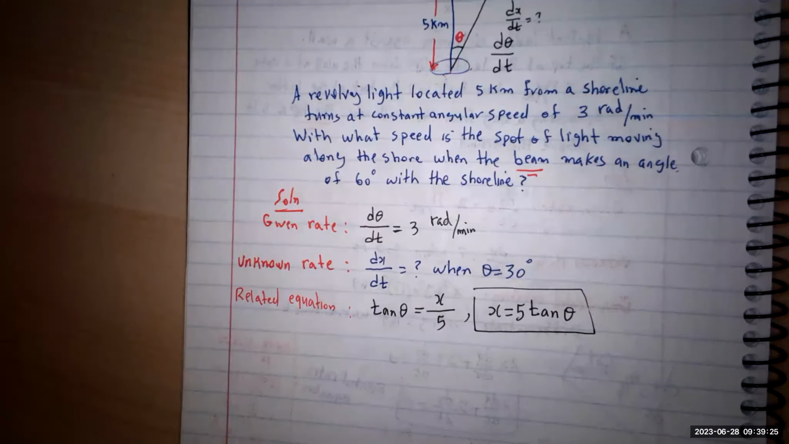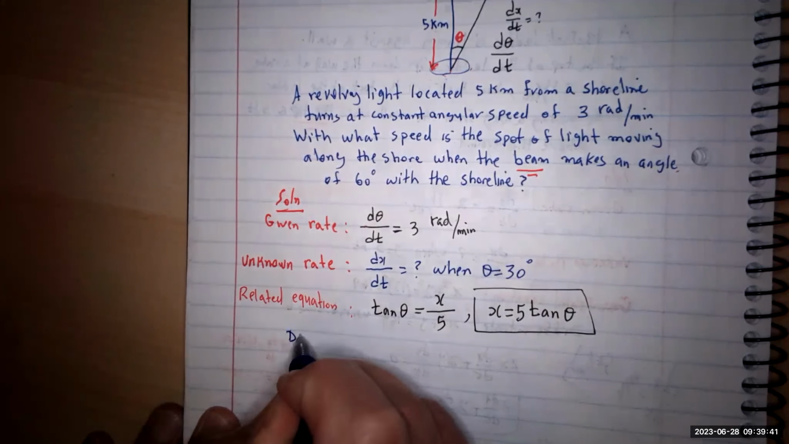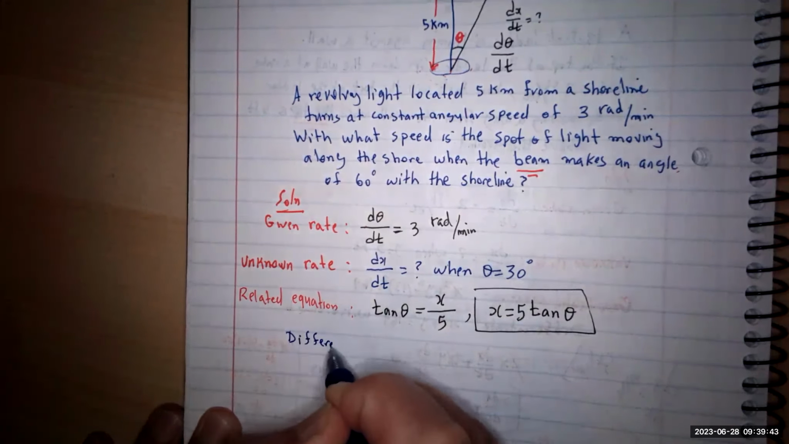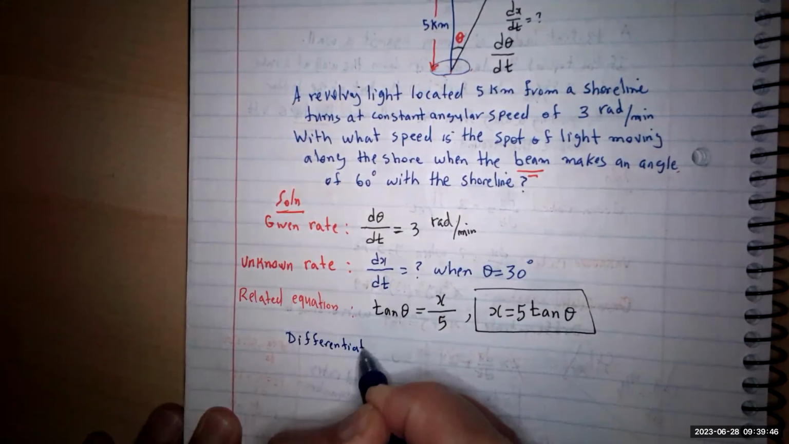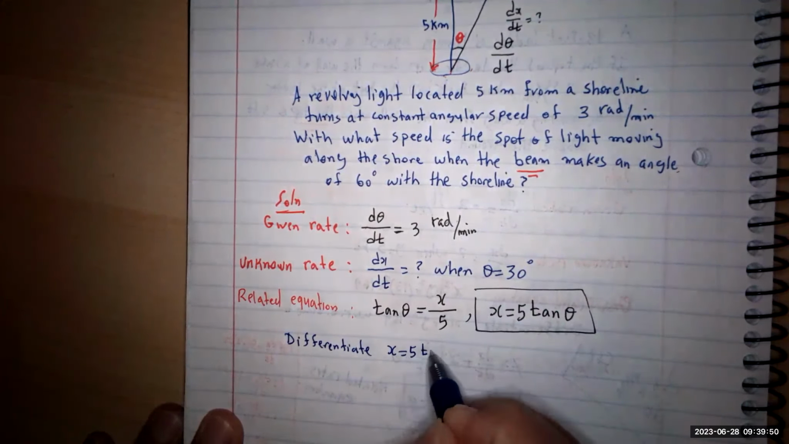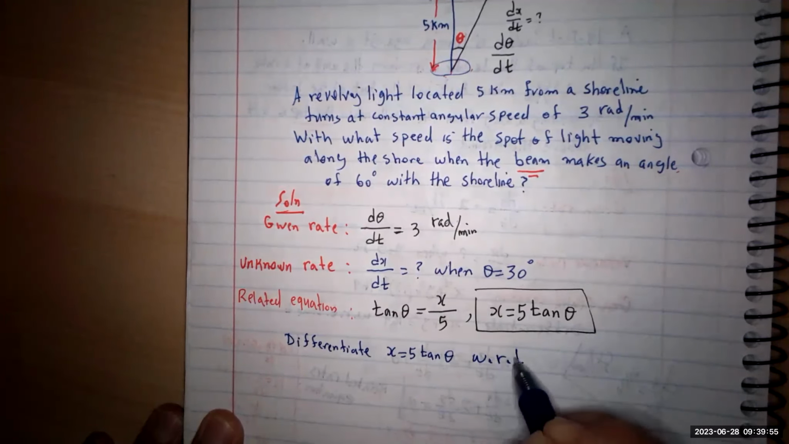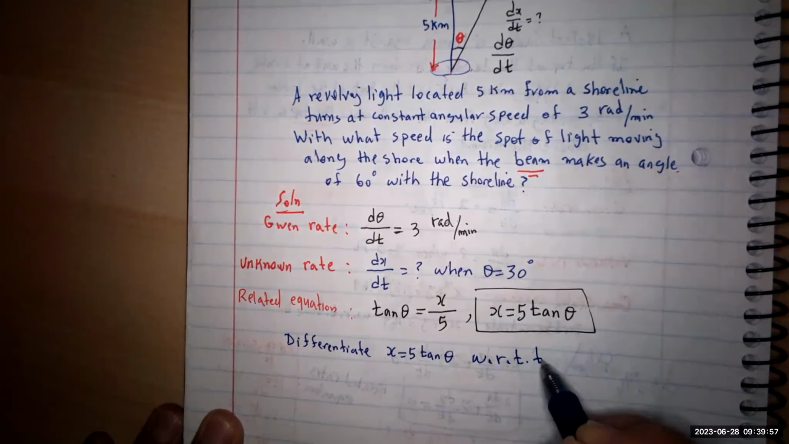Now differentiate this equation as usual with respect to t. You differentiate each variable as is, but you multiply by the rates. I just remind you again that we are going to differentiate. Okay, differentiate this equation, x equals 5 tan theta, but of course with respect to the time t again.